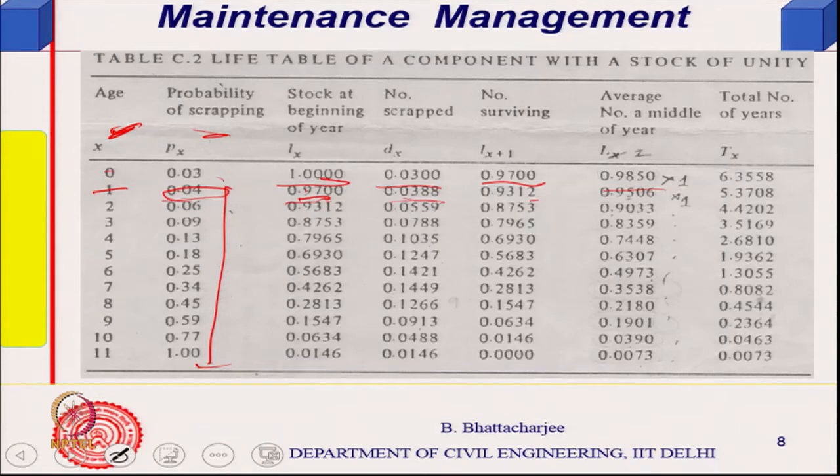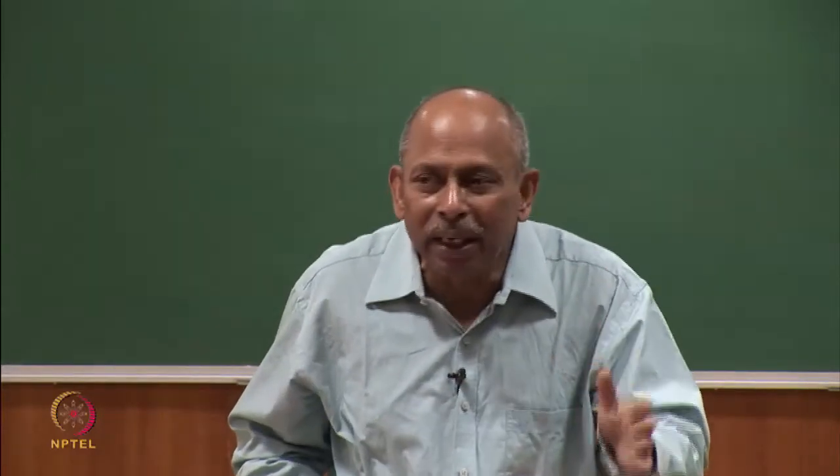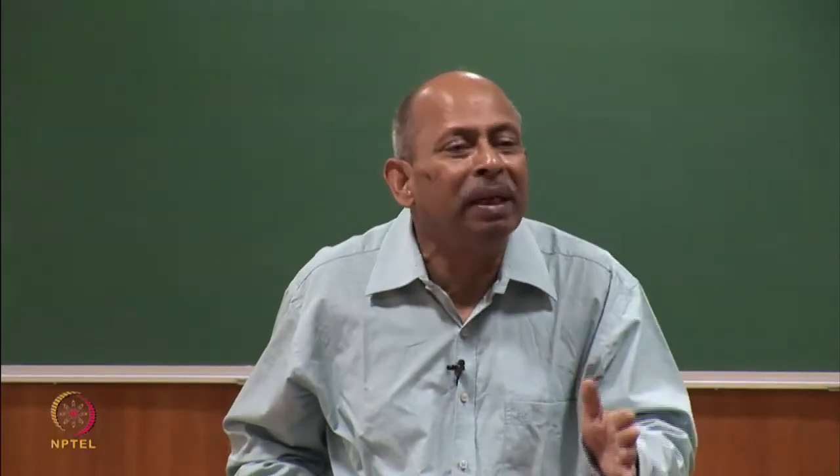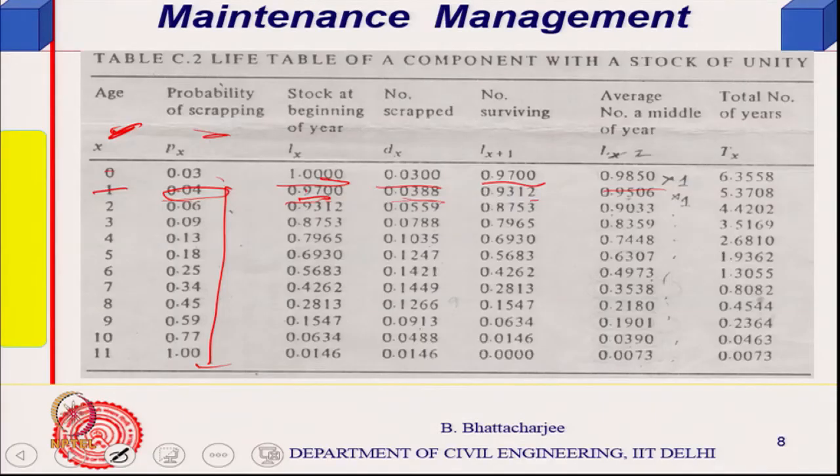It could be 1 year or 5 years, depending upon the situation, but yearly situations are what is usually our concern. So the average survivor in that year was between the two, starting 1 and 97. So the average is in between. Similarly, starting 97 and then 93 survived, the average is 0.95. So you can find out how many survived on average in that year.